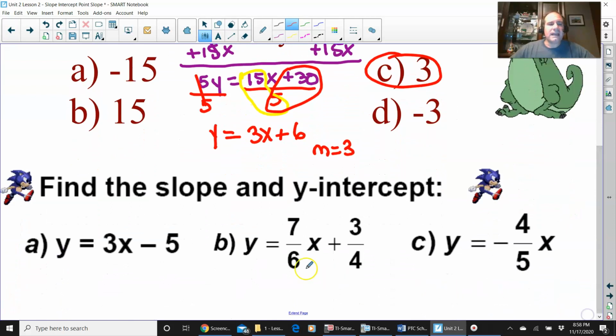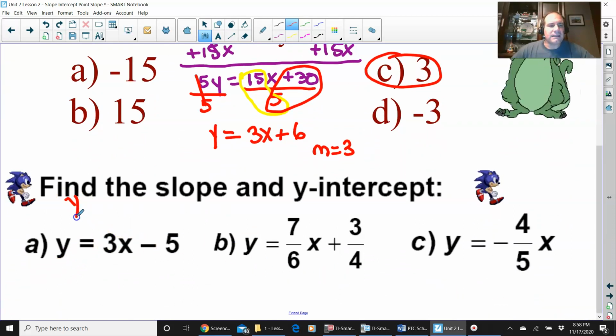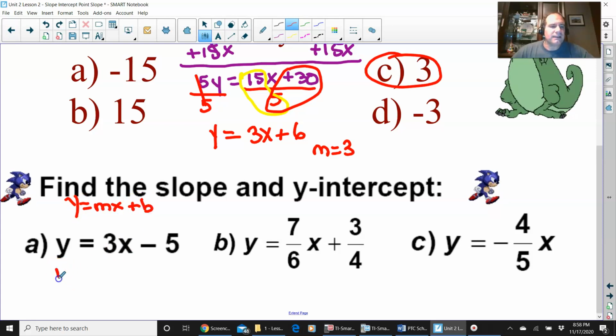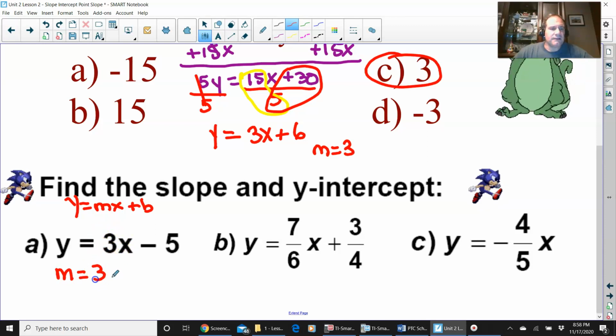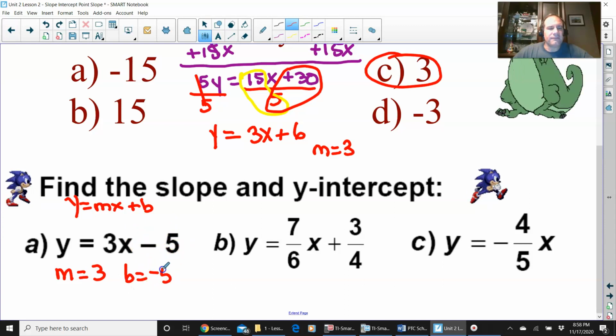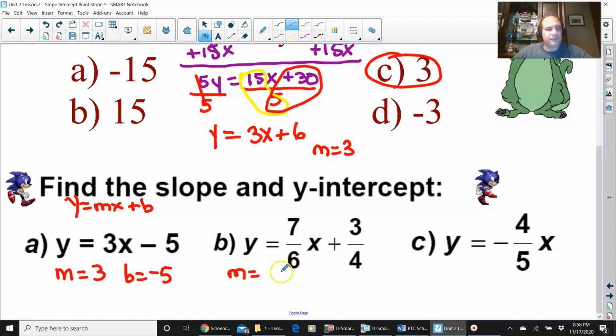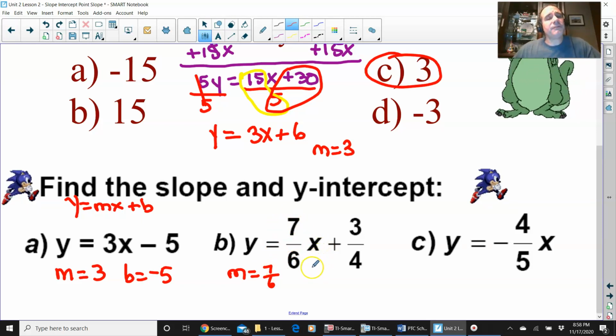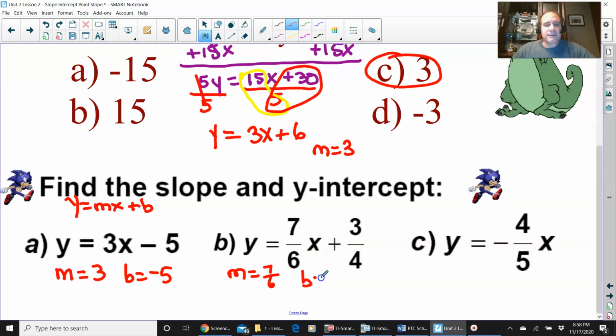Okay, let's go ahead. These are all y equals mx plus b, so this should be quick. M equals 3. B equals -5. You should have done this. You're finished with this. M equals 7/6. The number before the x is the slope. It's also called the coefficient. And b equals 3/4. That's this.